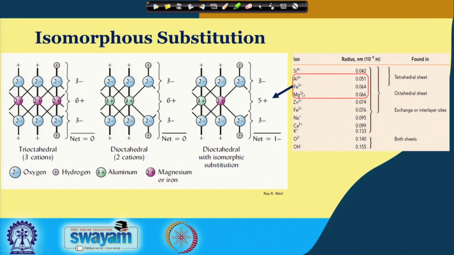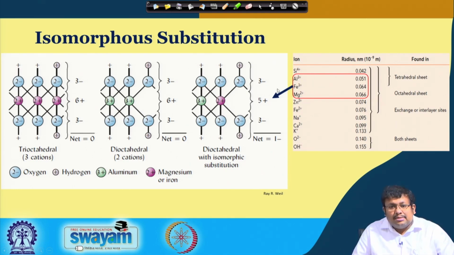Why are we getting this substitution? Because you can see here aluminum, iron, and magnesium have almost similar radius. So this is called isomorphic or isomorphous substitution, and isomorphous substitution is the reason behind producing the negative charge in the clay mineral, and that is why clay mineral is very reactive.